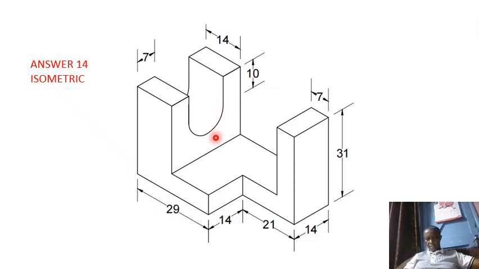Then you have the rounded part, which now we can be able to calculate, since we know that this is 7 and this is 7. That gives us 14, and this is 14 plus 14 giving us 28. So 28 minus that, you find this one to be 14. So this one will also be done in details in another video.